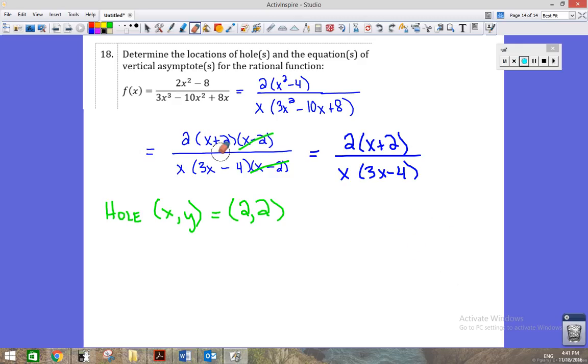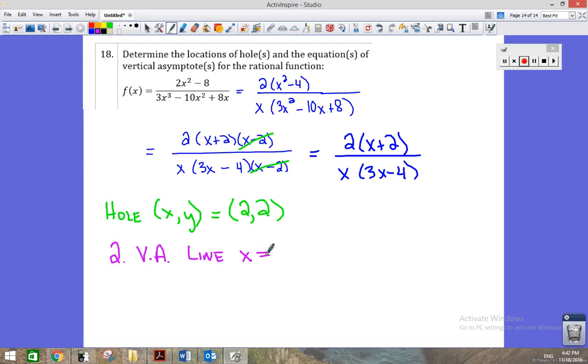And now, to determine the equations for the vertical asymptotes, I look at the denominator of the reduced fraction, and I can see that there are 2 vertical asymptotes. I need to give equations for vertical asymptotes. Here, 0 is thrown out of the domain, and it will appear in the graph as a vertical asymptote, so I know it's the line x equals 0.